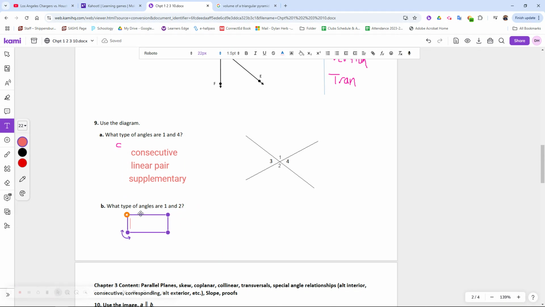Angle 1 and angle 2 are vertical angles, and because they're vertical angles, they're congruent to each other.